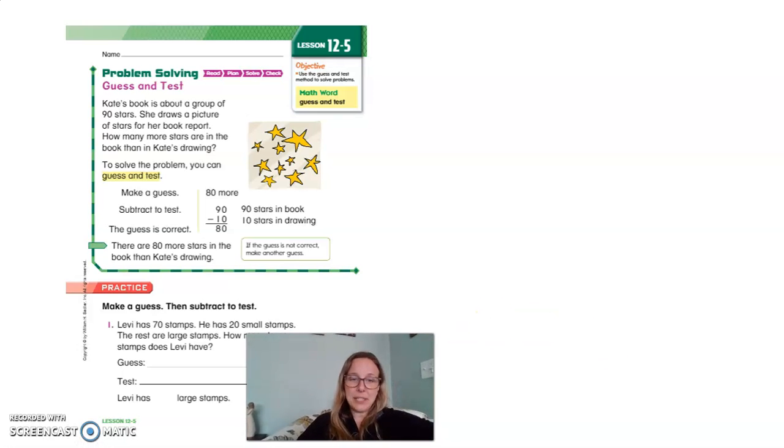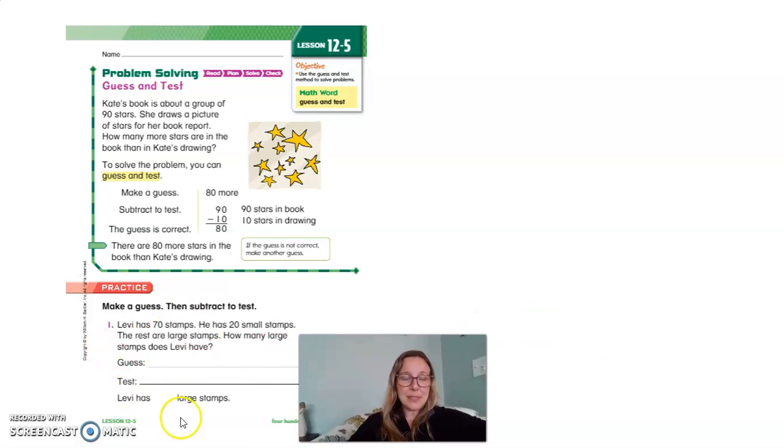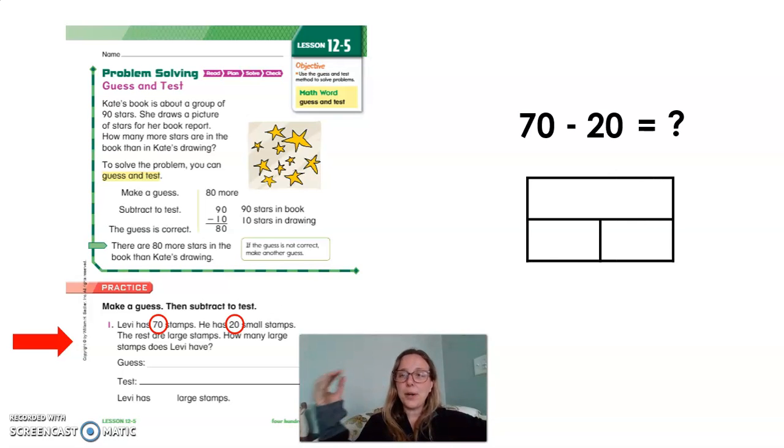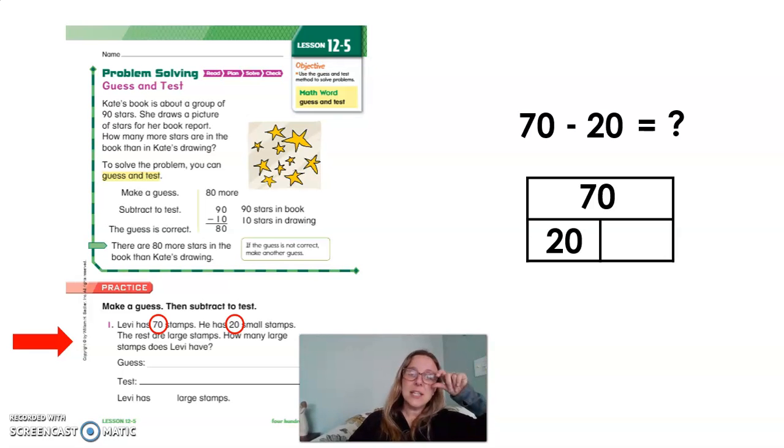If we look now down here at the bottom, it says Levi had 70 stamps. So you can go ahead and circle that 70, okay? He has 20 small stamps. So that's the number we're going to be taking away, and that will give us our answer or our difference, okay? Again, we think about part whole. We know 70 is our whole. That's the total amount. 20 is one of the parts. So this other part will give us our missing number or our answer.